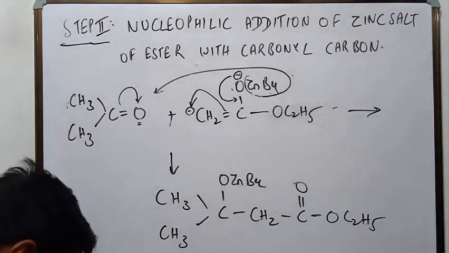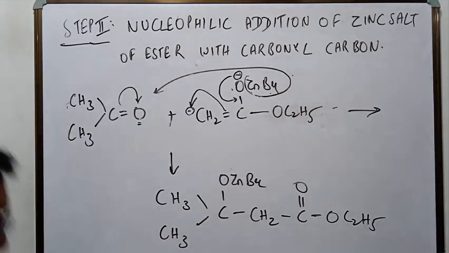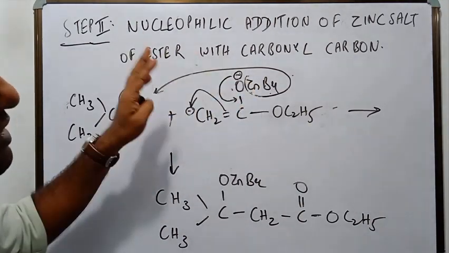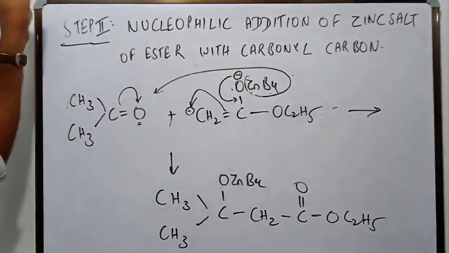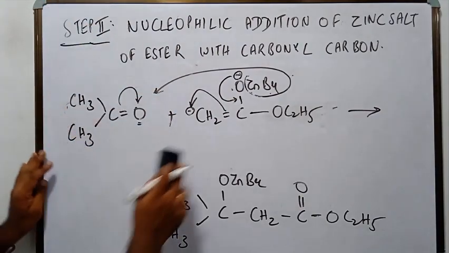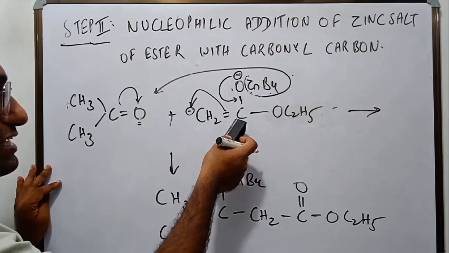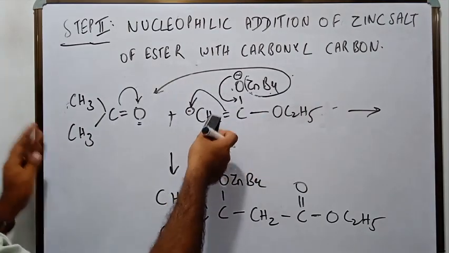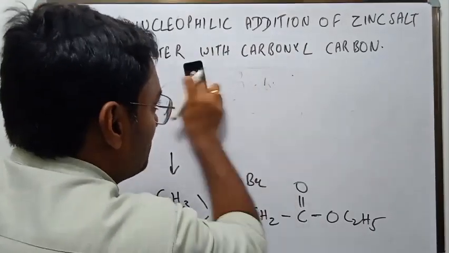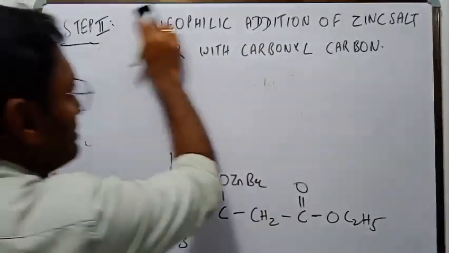It doesn't matter whether it is reacting as the oxygen zinc enolate or as the carbon zinc enolate, which we have shown earlier. The end product is the same. Correct? In some books you will find this oxygen zinc enolate. In other books you can find carbon zinc enolate. You can find both. Now let us go for step number 3.